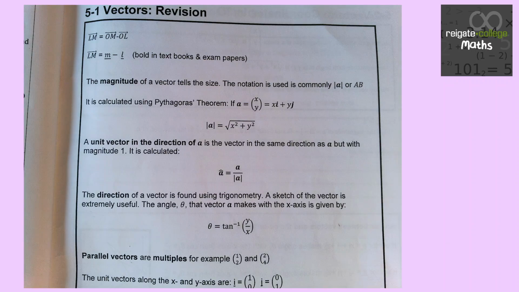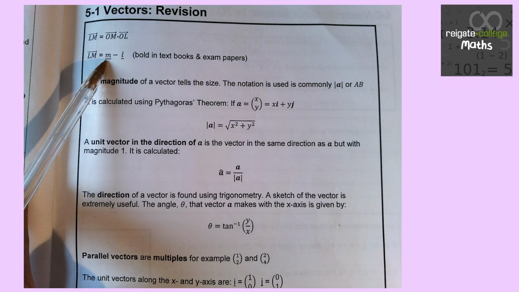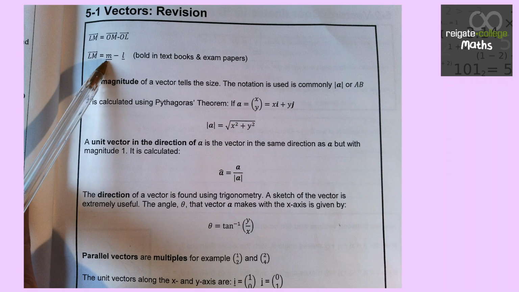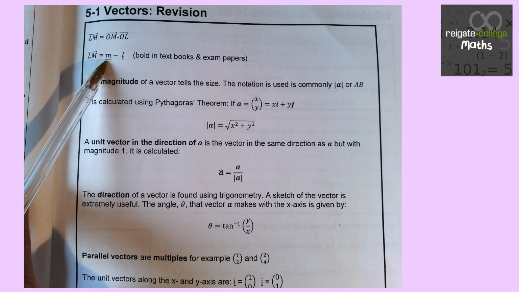Vectors, remember, are something that have both magnitude and direction. When you're writing your vectors, please try and remember to underline them. It'll be bold in the textbook, but it's a very good practice to get into the habit of underlining vectors so that you know what's a vector and what is a scalar. A scalar is something which is just a number, just has magnitude and no direction.